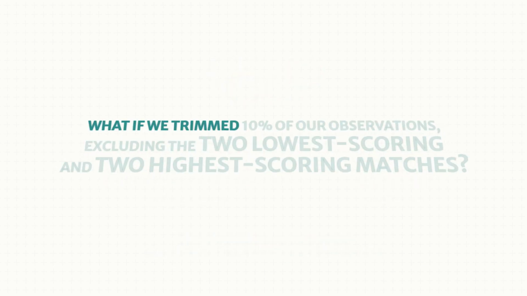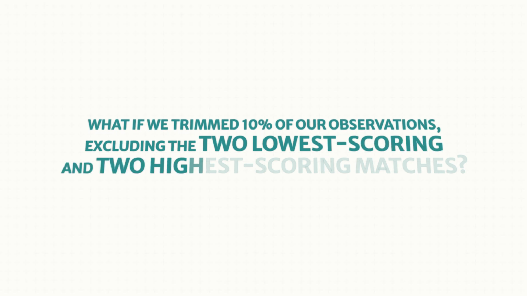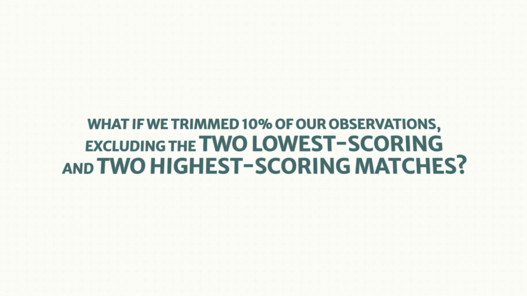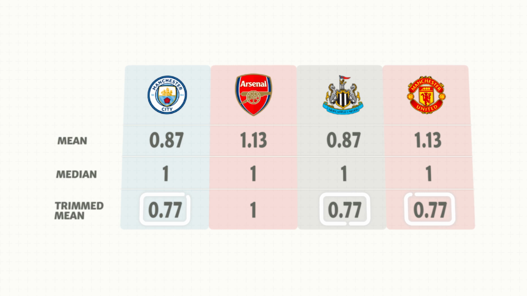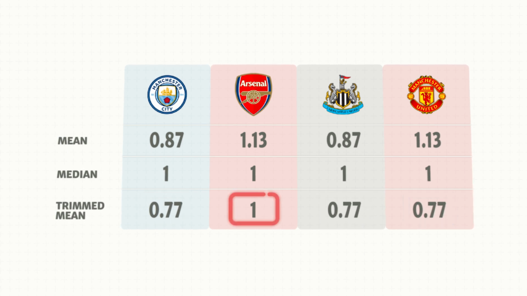What if we trimmed 10% of our observations, excluding the 2 lowest scoring and the 2 highest scoring matches? A different perspective emerges. Manchester United's defensive performance aligns closely with Newcastle and Manchester City, challenging our previous notion. Meanwhile, Arsenal's defensive frailties become more prominent when compared to the other 3. We've only just scratched the surface.